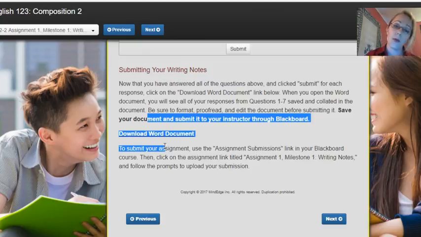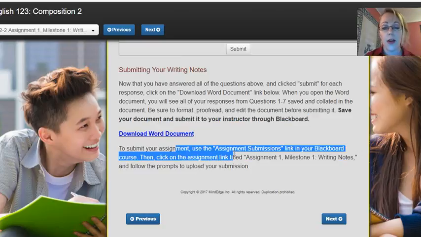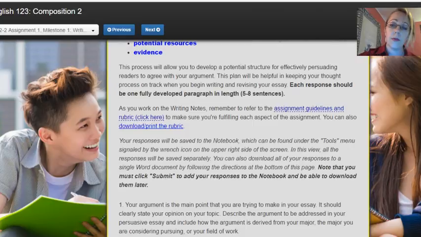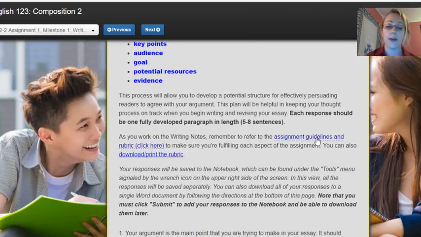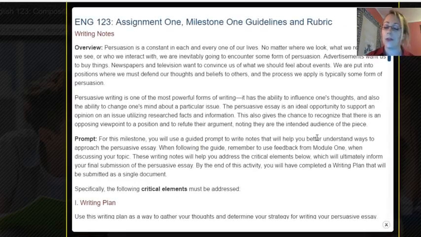So open up that Word document, format it, save it, and then be sure to upload it in assignment submissions in Blackboard course. Remember, if you only submit it in MindEdge, I will not be able to grade it. So we want to make sure that we do our dual submission, submit it in MindEdge, and submit it in Blackboard as well. We're going to go up to the top real quick and talk about our assignment guidelines and rubric, okay, just to make sure that we're on the same page.